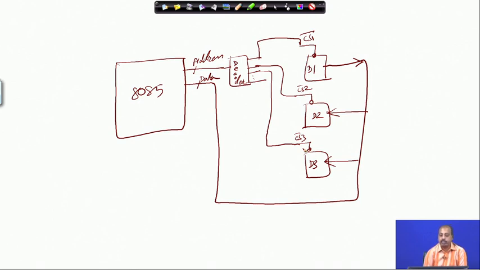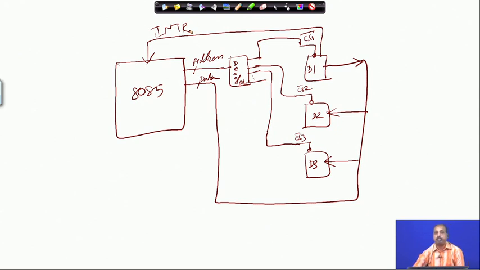The other possibility is that instead of connecting it like this, when these devices are ready, they send an interrupt to the 8085. They can be connected through the interrupt line, and as we have seen, if I have multiple devices, then I can have an interrupt controller in between that can resolve the priorities and send the interrupt to the processor. In the interrupt driven case, when the interrupt comes, the processor will go to the interrupt service routine, and then it will do the transfer.